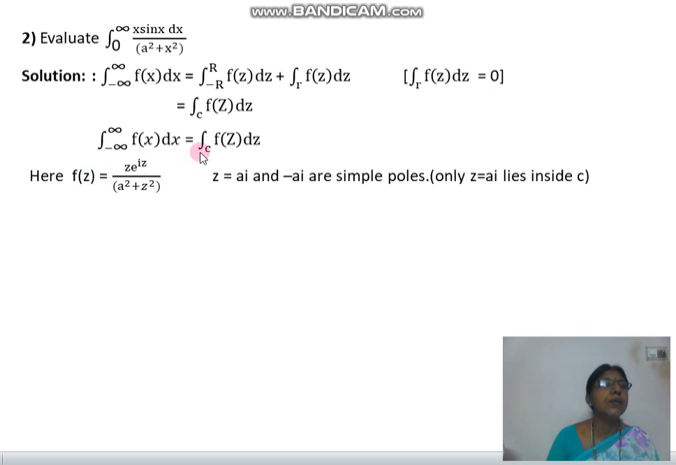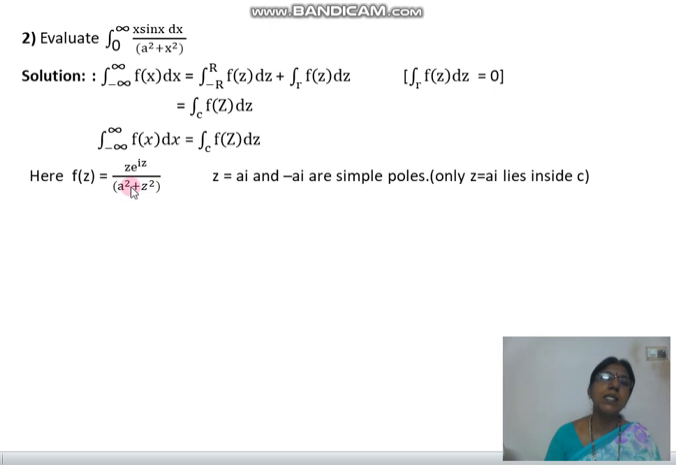Now we are going to evaluate the integral over C of f of z dz. We know what z is. How to find it? By using the residue theorem, as we also know. For that purpose, first you find the poles. How can we get the poles? Let a square plus z square be equal to 0. Now z square is equal to minus a square, z square is equal to a square i square, z is equal to plus or minus ai.